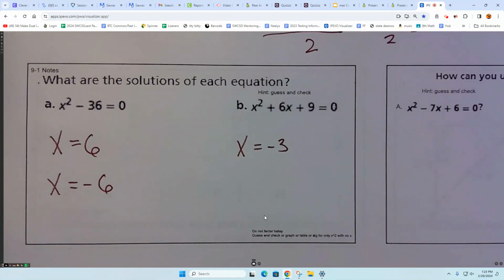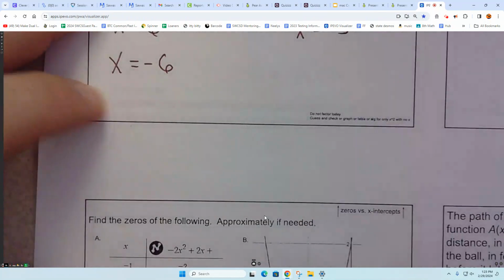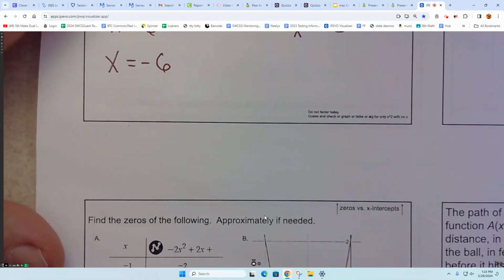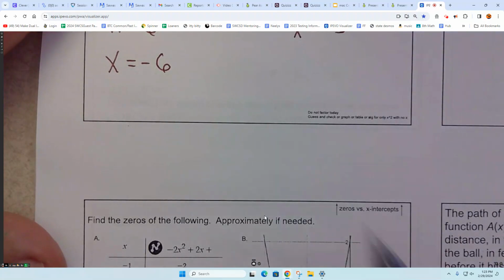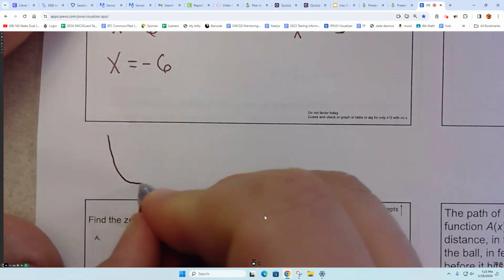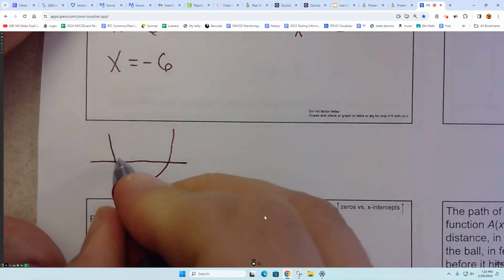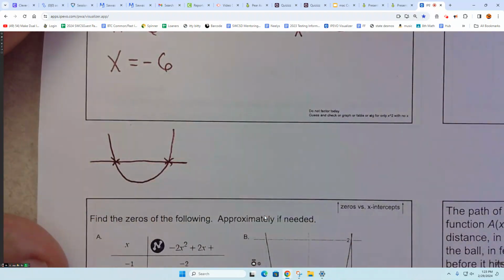All right, let's write down some notes here, some concepts that we need to know. We said there should be how many answers? 2. If I were to graph these things and I want to know when they equal 0, I'm basically asking for these points.